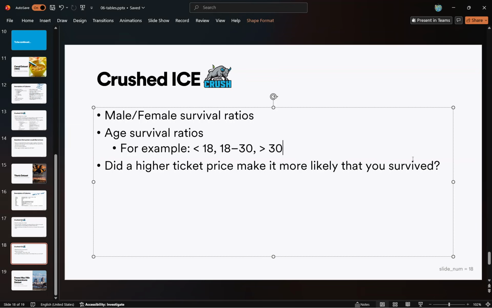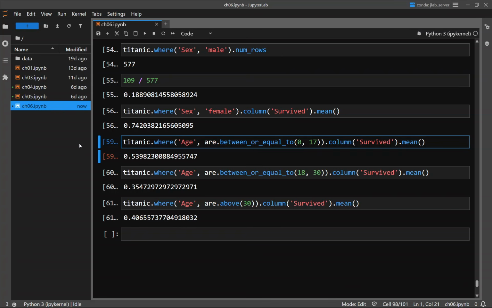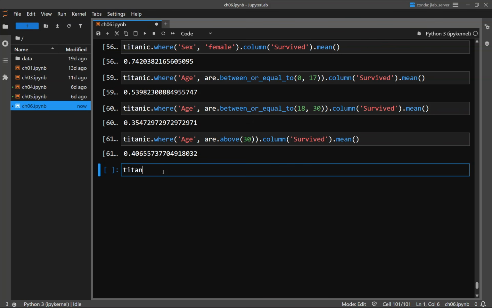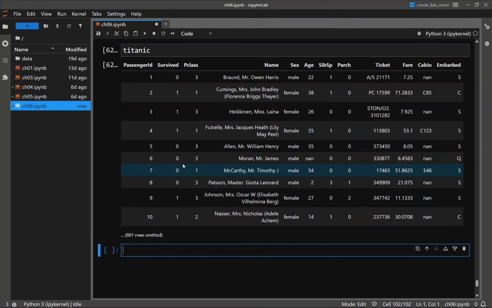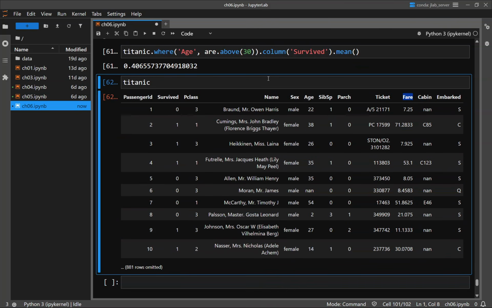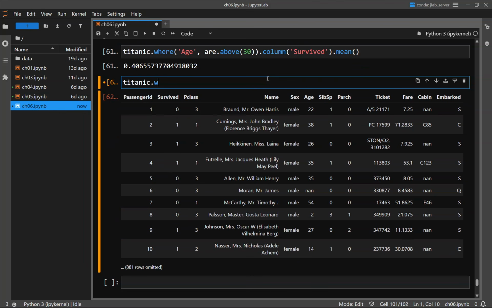And then the last one is ticket prices. If you spent more on your ticket, you're a rich person. Did they try to save you first as well? Let's see. So that was the fare column. With fare, we know the prices. Not really a where clause, but we can just look at what the average ticket price was. We can look at that really quick.